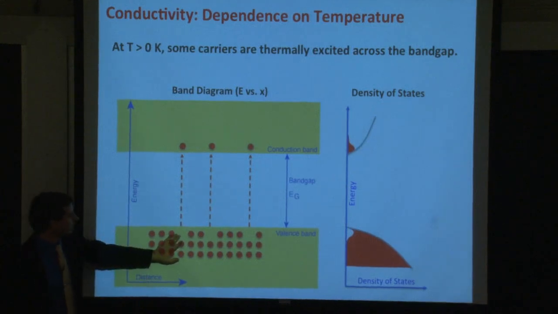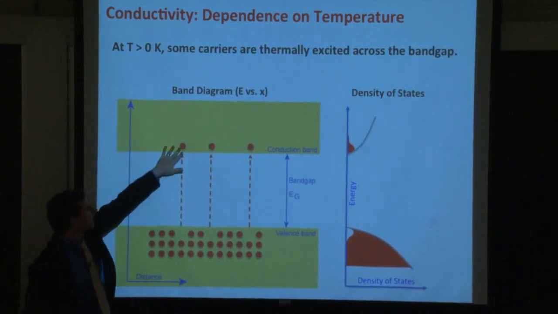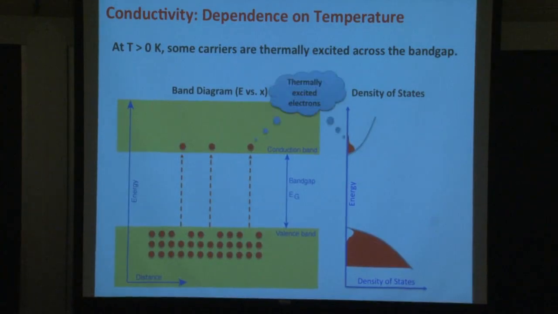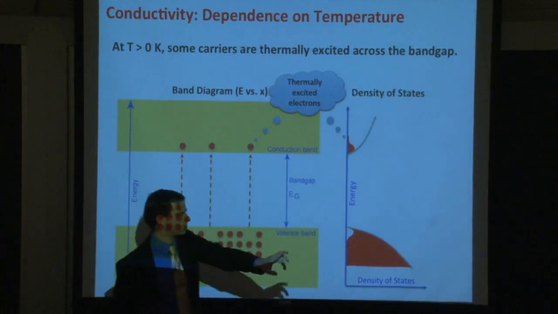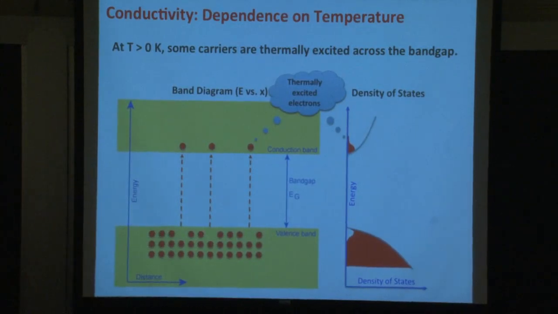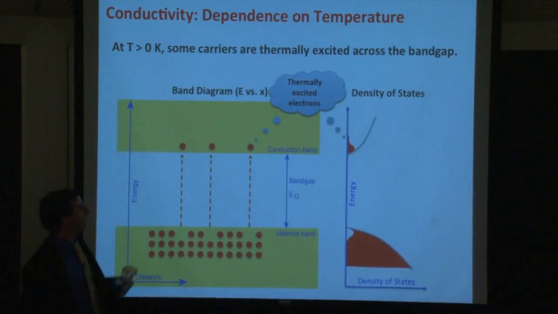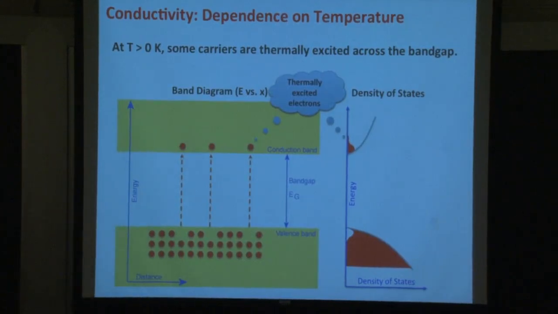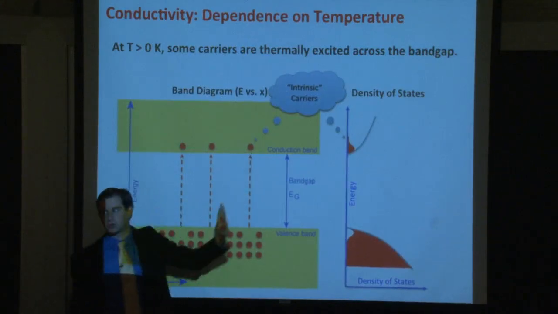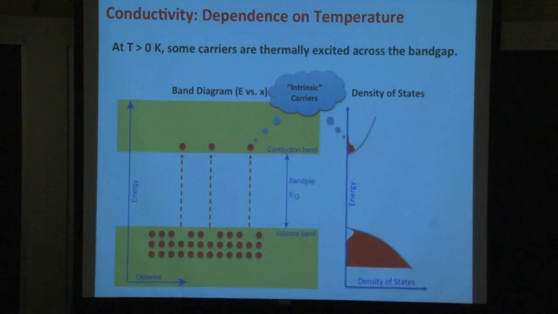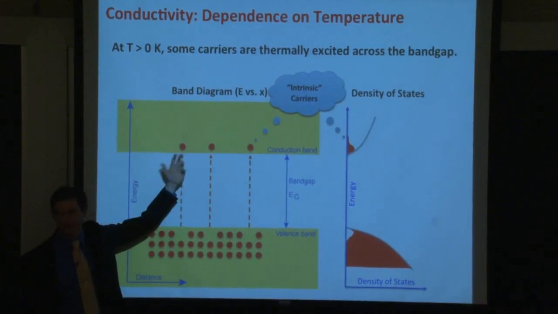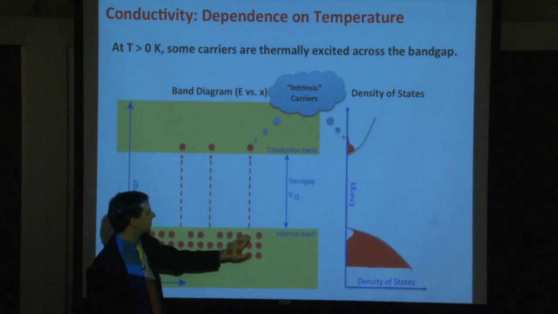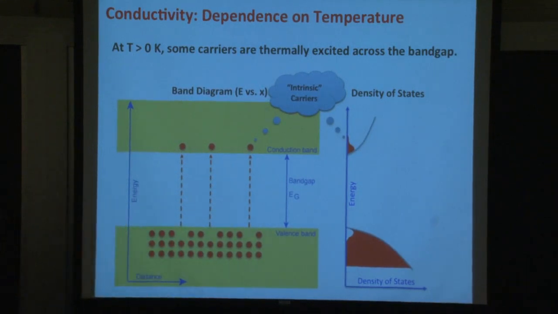And as you begin heating your system up, some of the electrons will have the thermal energy to be excited across the band gap. So thermally excited electrons are here represented in your conduction band. So we have a certain number of thermally excited electrons up into the conduction band. And these carriers we'll call intrinsic carriers because they're not added by dopants. We're not adding anything to the semiconductor to create dopants to generate new carriers. These are intrinsic carriers because they came from the valence band, went up to the conduction band.